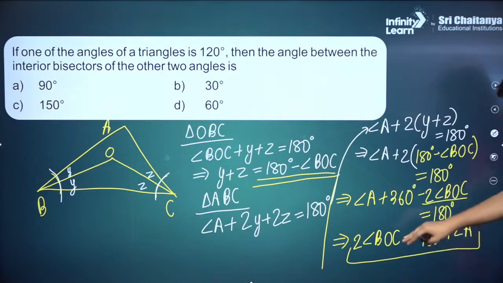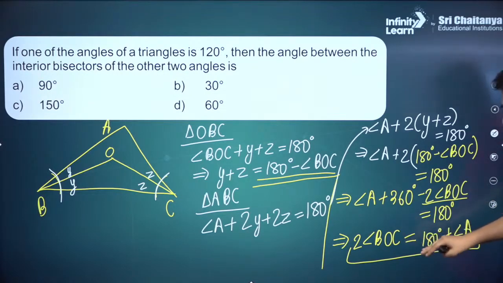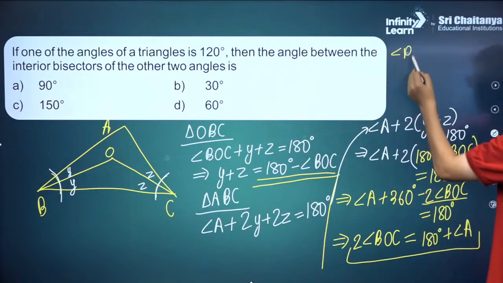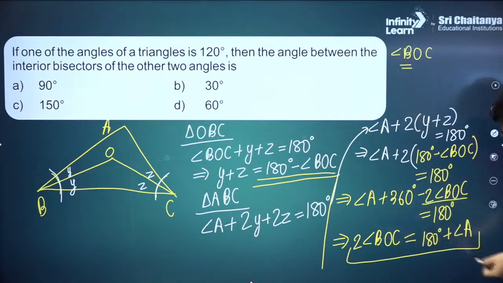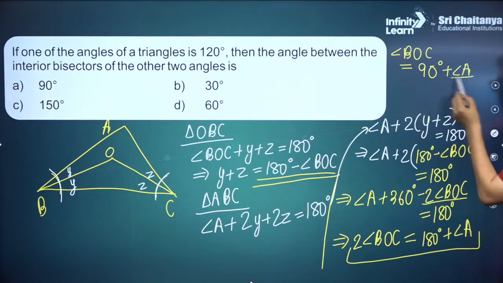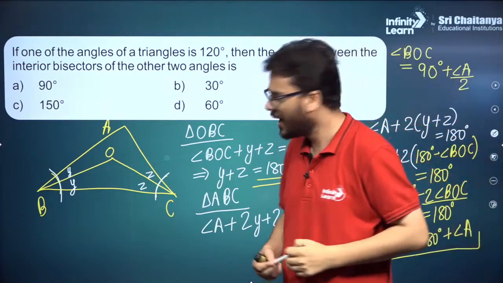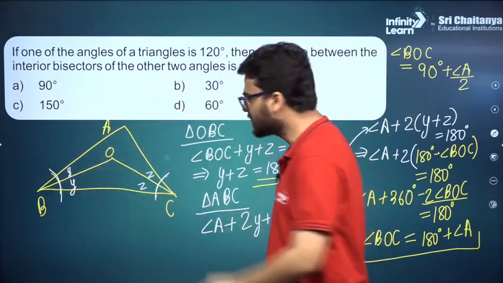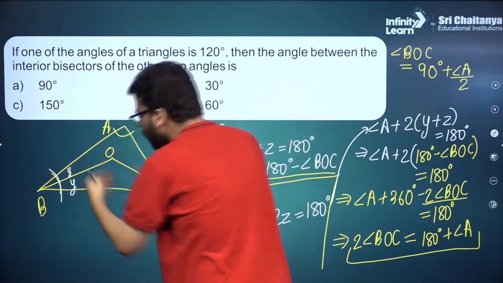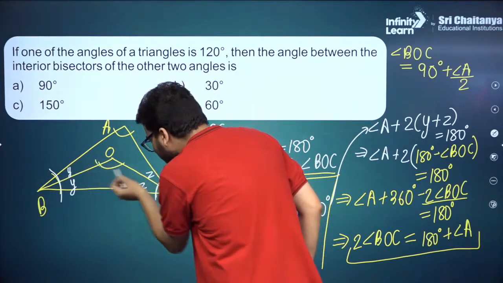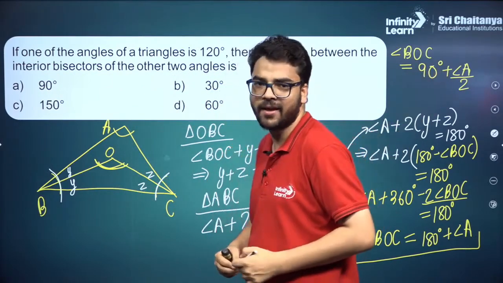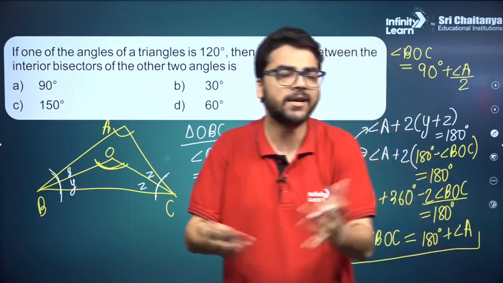Now basically, can I divide both the sides by 2 over here, guys? If I divide both the sides by 2, I will get angle BOC equal to 90 plus half angle A. Correct or not? So this is a very important result. It means if we have got a triangle and suppose this angle is given, then the angle between the bisectors of the other 2 angles will be 90 plus half angle A. This you have to remember as a result, and its proof as well.